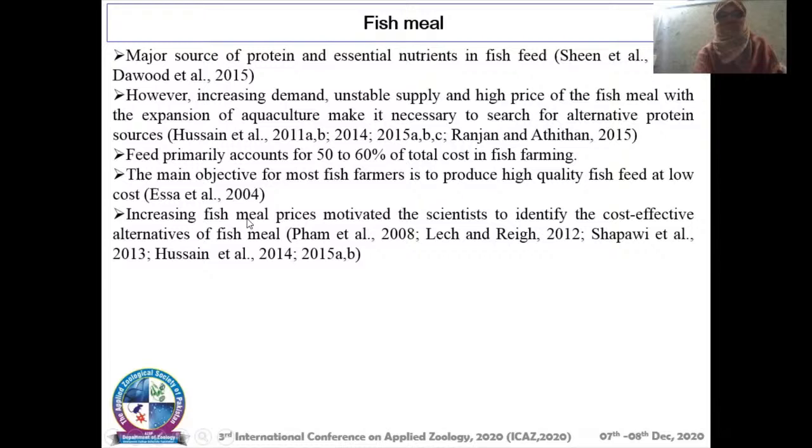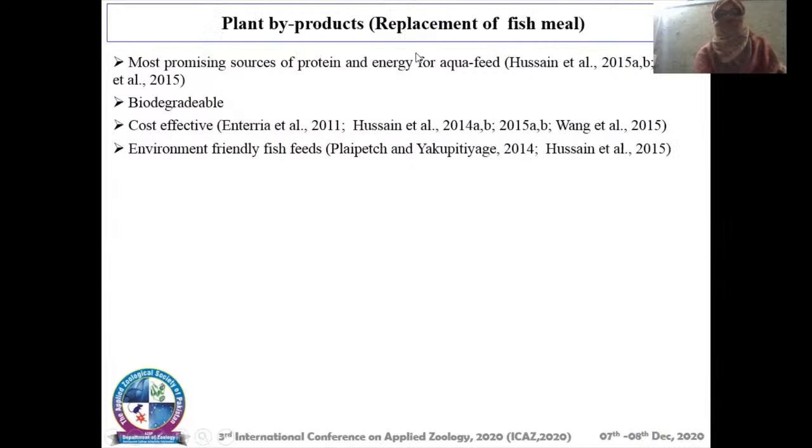Increasing fish meal prices motivated the scientists to identify cost-effective alternatives to fish meal. Plant byproducts, which can be used as a replacement of fish meal, are the most promising sources of protein and energy for aqua feed. They are biodegradable, cost-effective, environment-friendly fish feeds.